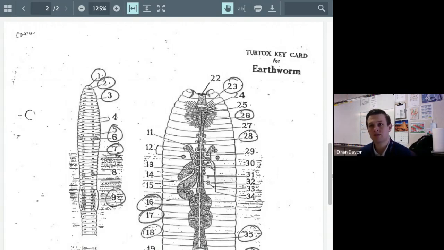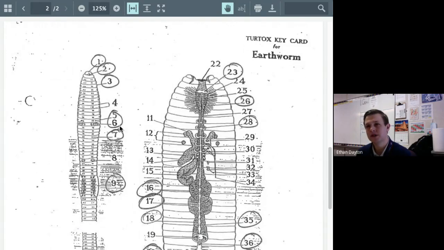Okay, let's move on to number 4. 4 we can skip. 5 and 6, I'm going to give you this one because we haven't talked too much about them. Those are the opening of the oviduct and the vas deferens, okay? They're openings. They're small holes there. Now, why do we care about the oviduct and the vas deferens? Anybody know why we care about those or why I'm talking about those?